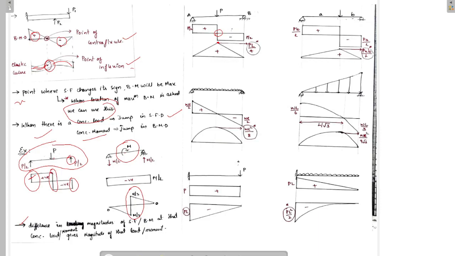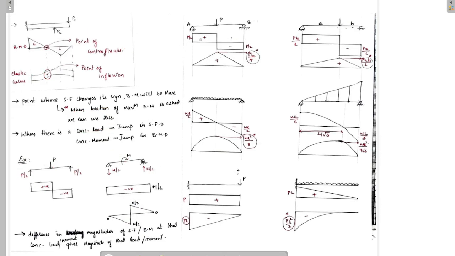See, if we consider this point and this point, plus P by 2 minus of P by 2, which is equals to P. That means the difference between the shear force here and here gives us the magnitude of the load itself. Similarly, in case of bending moment. I hope you understood this.